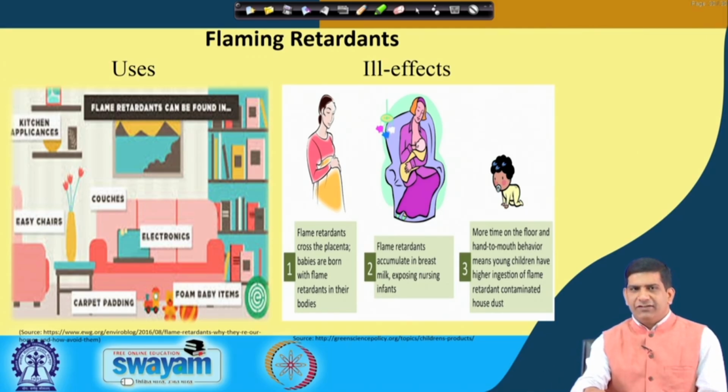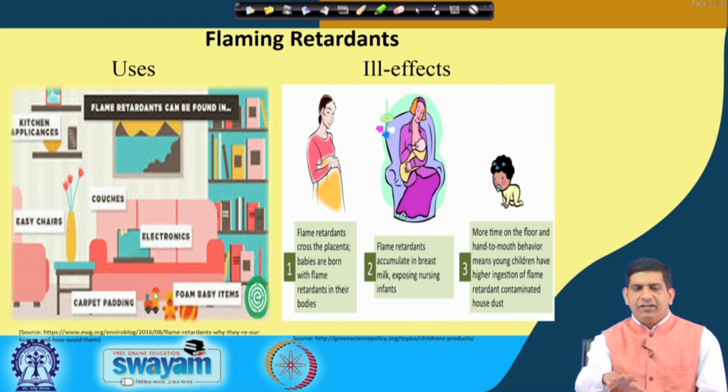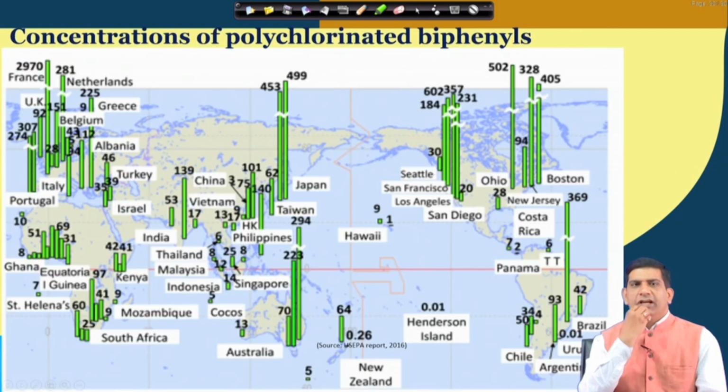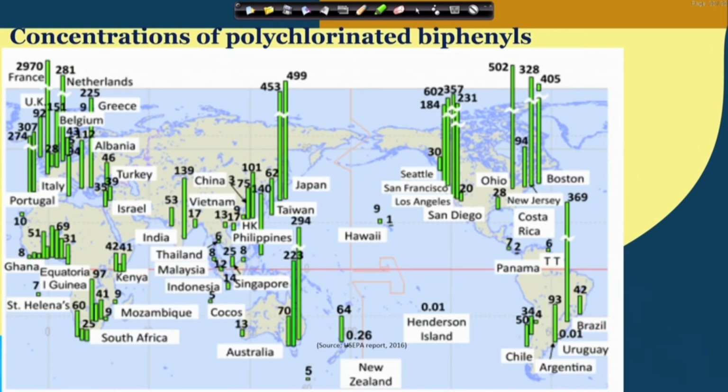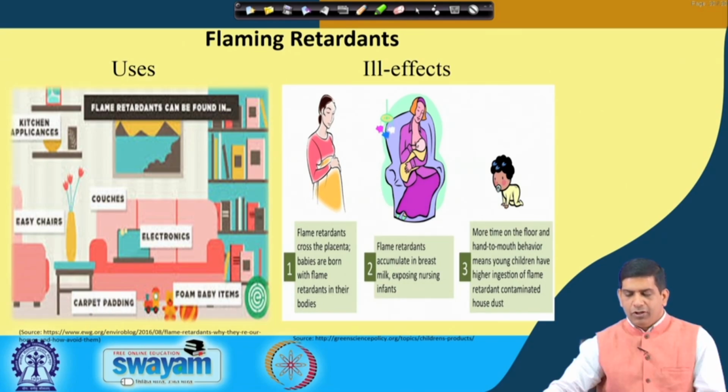kid is touching things on the carpet, then putting his hand in the mouth, young children have higher ingestion of flame retardant contaminated house dust, because from the carpet padding and other sources you will have flame retardants in the dust, and when the kid has the tendency of touching things and then putting it into the mouth, it becomes an issue in terms of impact on their body. So they get exposed to these flame retardants.